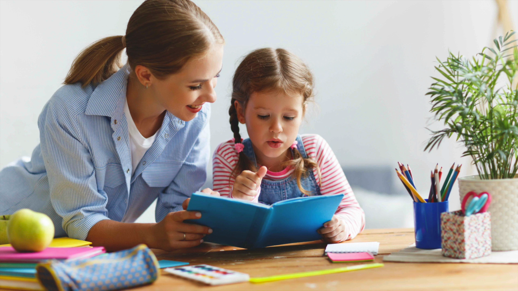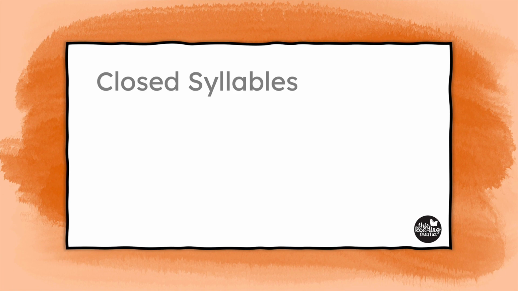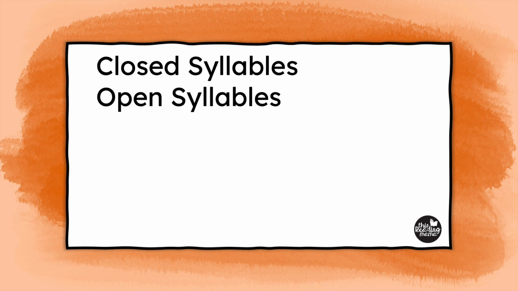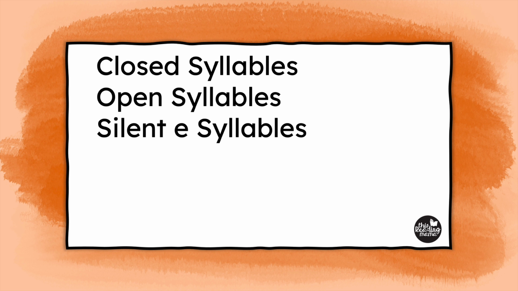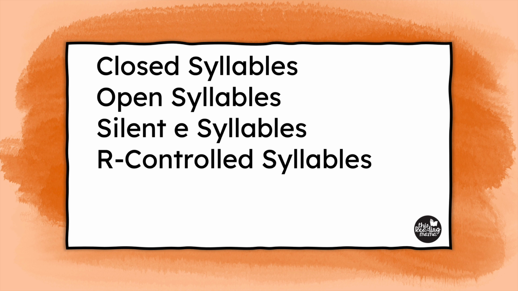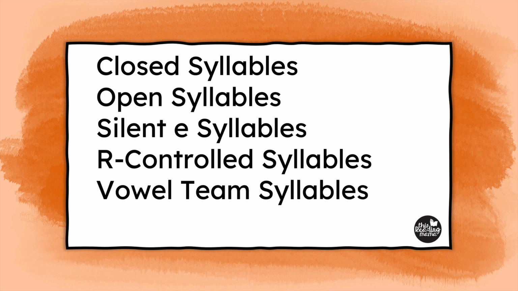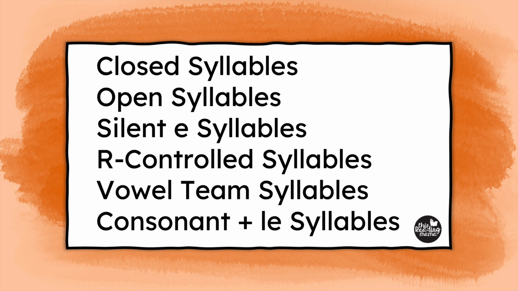Learning how to recognize syllable types can help our readers find common patterns they know in longer words. The syllable types we've explored in this video series so far include closed syllables, open syllables, silent E syllables, R-controlled syllables, vowel team syllables, and consonant plus LE syllables, sometimes called final stable syllables.